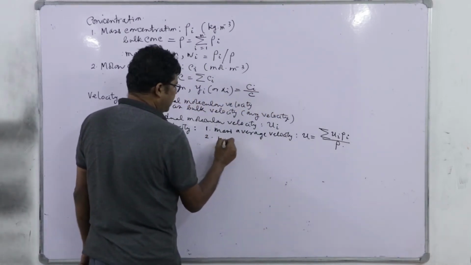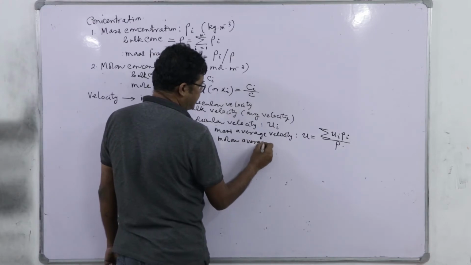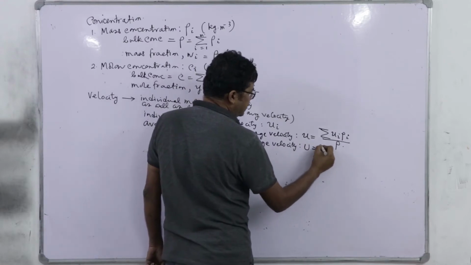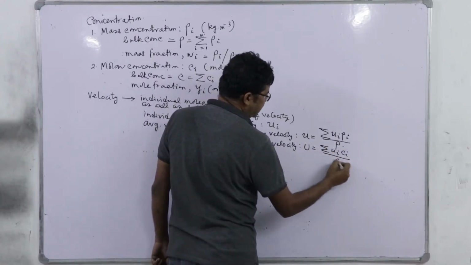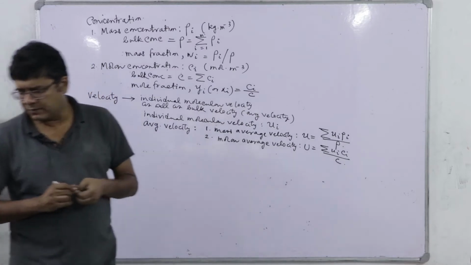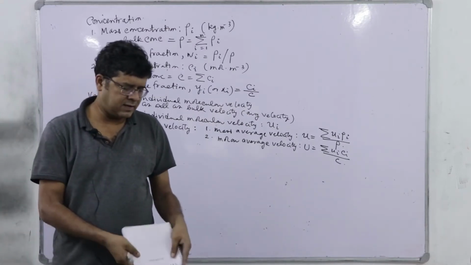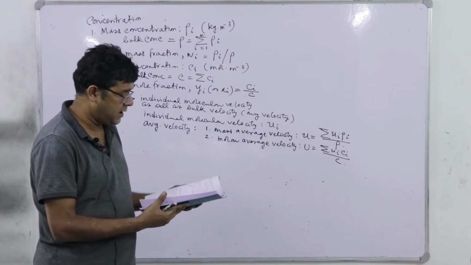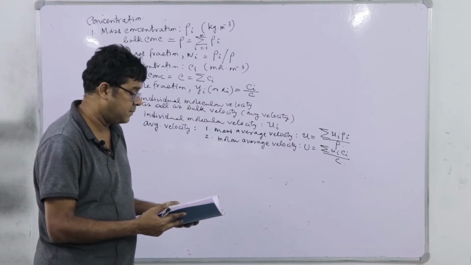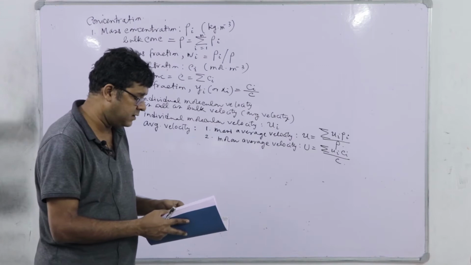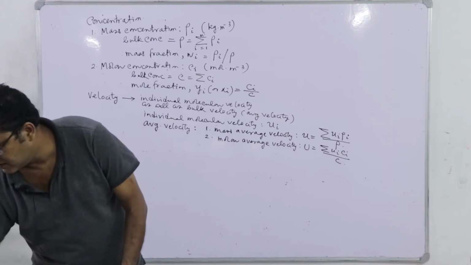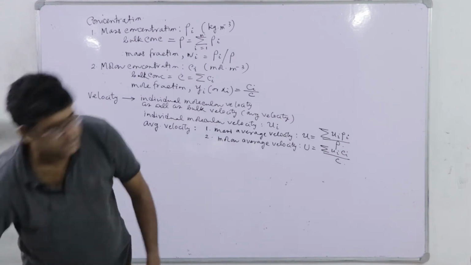And the second one is the molar average velocity, capital U, which is the sum of small ui Ci divided by C, right. So, we have defined two different average velocities. And you see what this Ui rho I actually represents. This represents the respective mass flux, right, because the mass concentration is being represented as kg per meter cube.